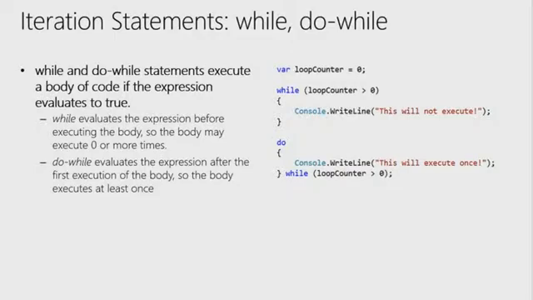Now, there are the two syntactic styles here. There is while, and then there's do while. The key difference between these two is that the while statement evaluates the expression first before executing the body. So if that expression is false, then the body may never execute, or if it's false, it will not execute.